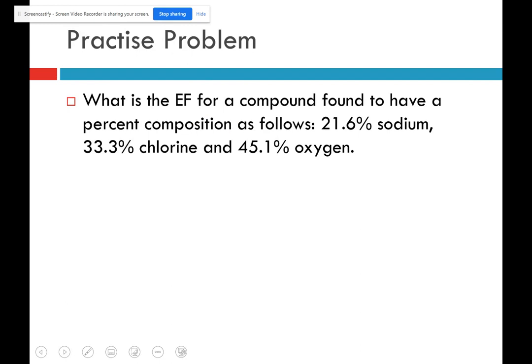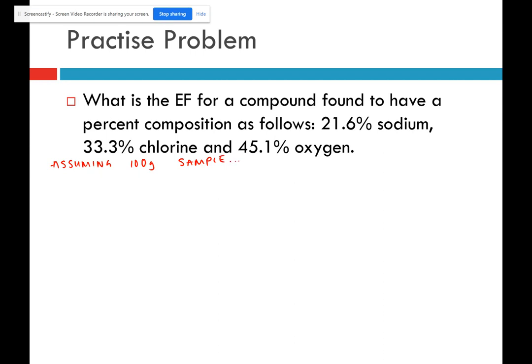This says, what's the empirical formula for a compound found to have the percent composition as follows? So 21.6% sodium, 33.3% chlorine, and 45.1% oxygen. So I'm calculating the empirical formula. So the first thing I'm going to write, because I'm going to get marks for this, is assuming a 100-gram sample.